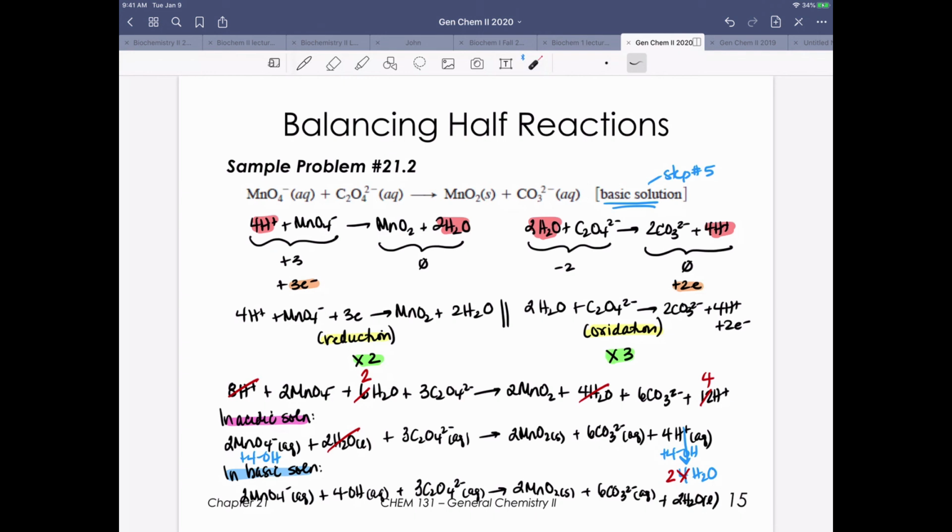So conceptually, not really super difficult here, but we just have to make sure we keep track of all of our steps and all of our species along the way so we get to the final correct balanced chemical equation.